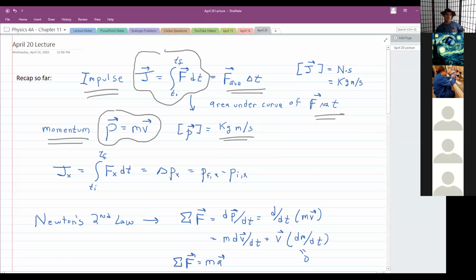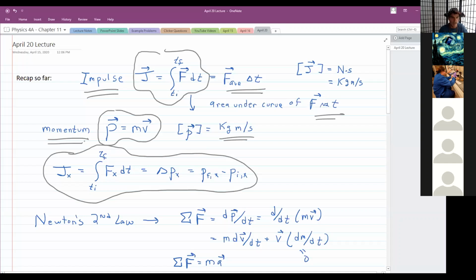Impulse momentum theorem says the following. The impulse on an object will equal the change in momentum of that object. And since impulse and momentum are both vectors, then if I want to know how much the momentum of an object changes, let's say in the x direction, then what I'm looking at is the impulse in the x direction, which is the integral of Fx dt. That's the big thing, impulse momentum theorem. Impulse on an object equals change in momentum.